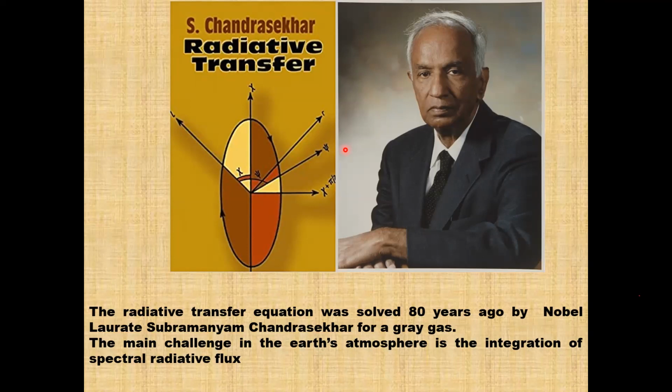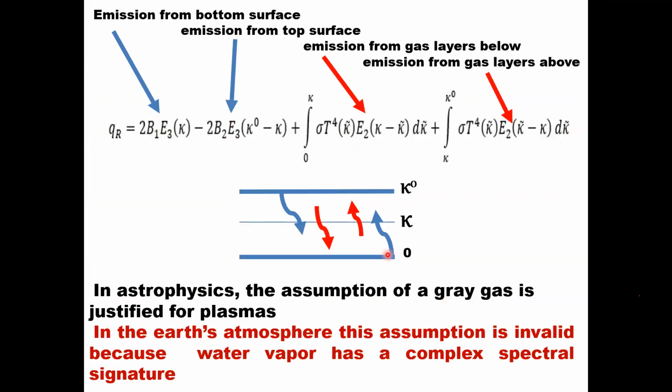Okay, so the problem solved by Chandrasekhar is shown here, and I just want you to look at the four terms that play a role: the emission from the ground, emission from the top, and emission by all layers above and below a given layer. All these play a role, and Chandrasekhar accounted for that quite nicely in a gray gas, where spectral variation is not there. And it is a very useful result for astrophysics.